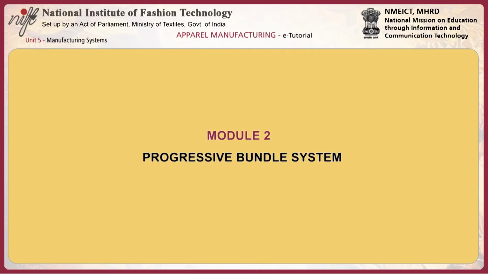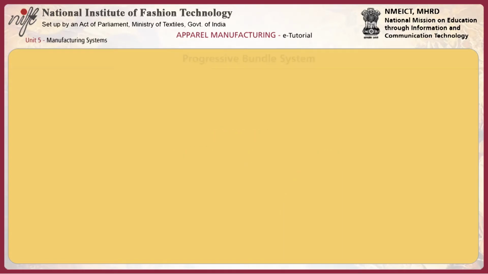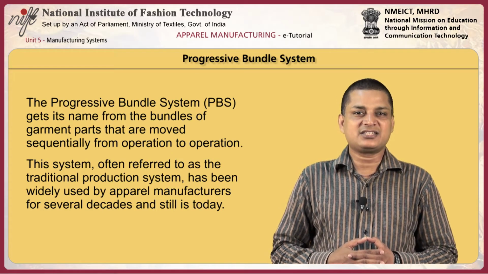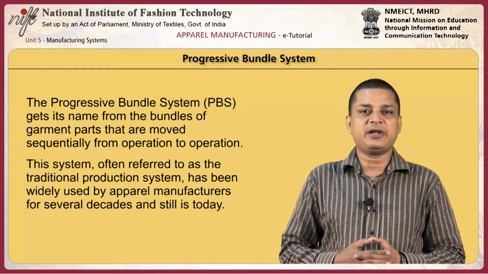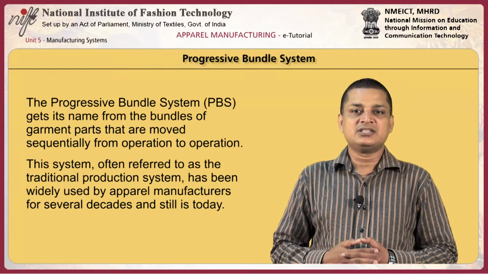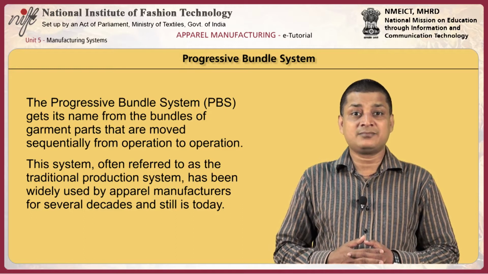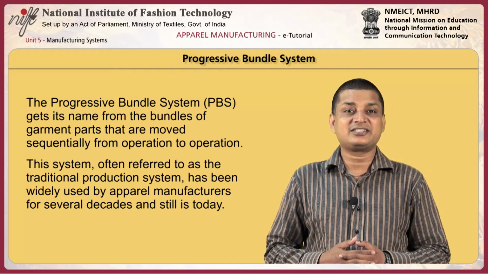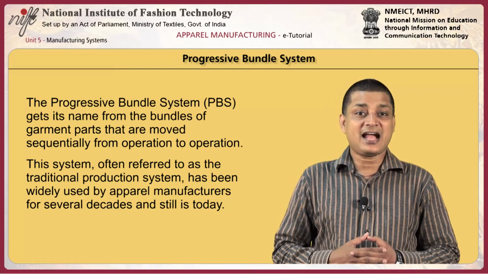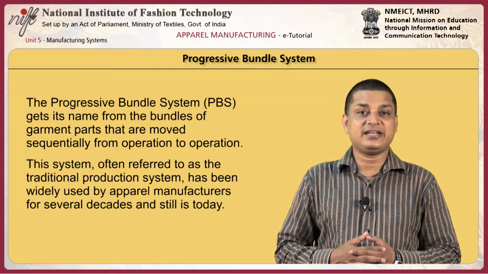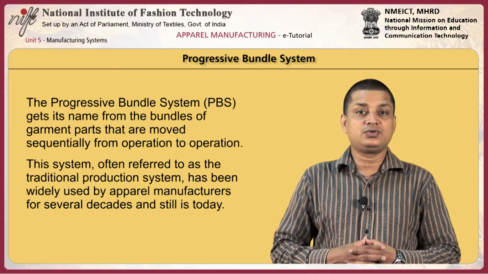The second module will explain the progressive bundle unit system. The progressive bundle system, also known as PBS, gets its name from the bundles of garment parts that are moved sequentially from operation to operation. The system, often referred to as the traditional production system, has been widely used by apparel manufacturers for several decades and is still in use today.